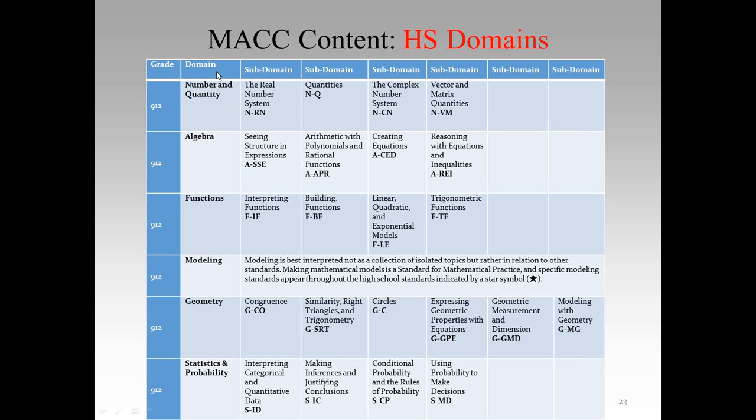And they have domains and subdomains. So this chart is run this way. The headers that we looked at horizontally, now you need to look at vertically. These are all high school, and they're all clustered 9 through 12. So you're looking at number and quantity, and the real number system. And I think all of these are hyphenated: N-RN. So number, real number; number quantities; number complex number; and number vector and matrix.